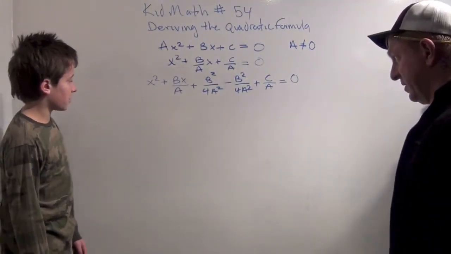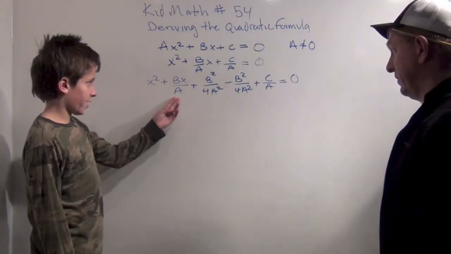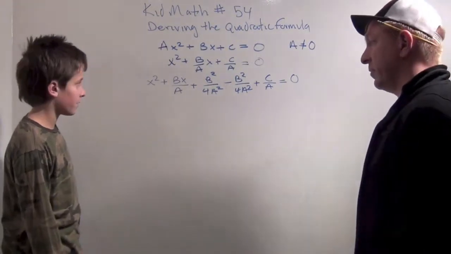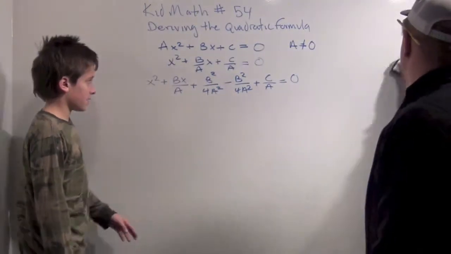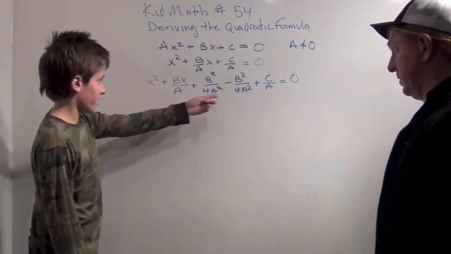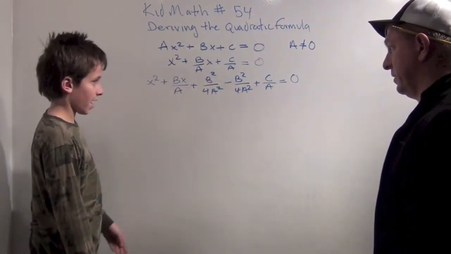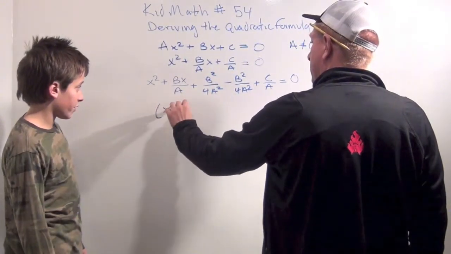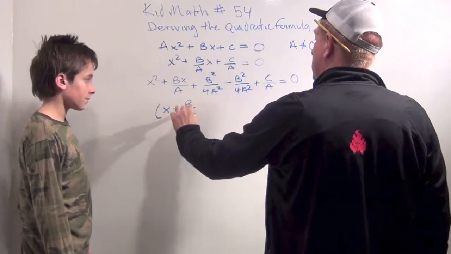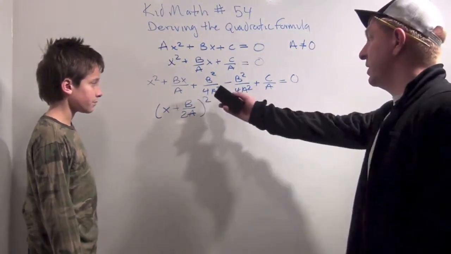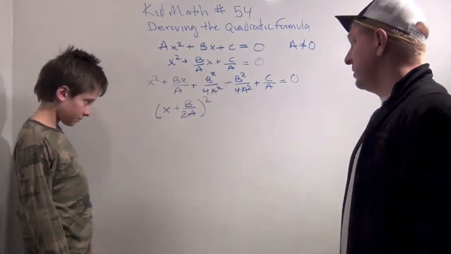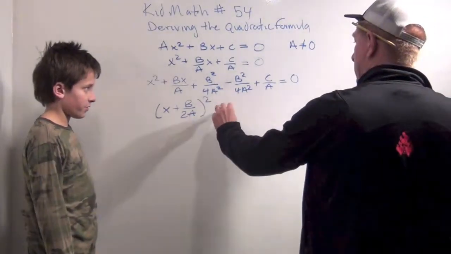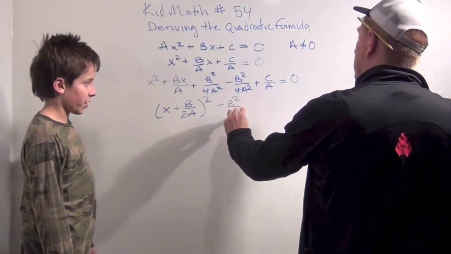Okay, what's next? So x squared plus bx over a plus b squared over 4a squared is actually a perfect square. How did we know that? Well, because you have this square term and you have squares here. So it would be x plus b over 2a, squared, and that's what our completing the square technique tells us. And what am I left with? You're left with minus b squared over 4a squared plus c over a.